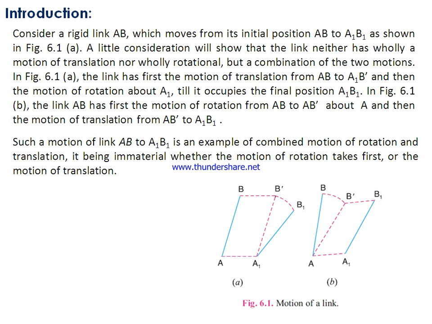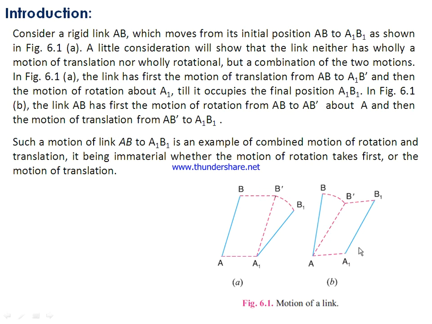A1, B1. Now the way in which the link AB from its initial position will move to its final position A1, B1 may be thought of as follows. Firstly, the link will translate from its initial position to A1, B dash, translation motion, followed by that it will reach its final position A1, B1 by rotation about point A1. So firstly there is translation and followed by that there is rotation. That is how this link AB will reach its final position A1, B1.